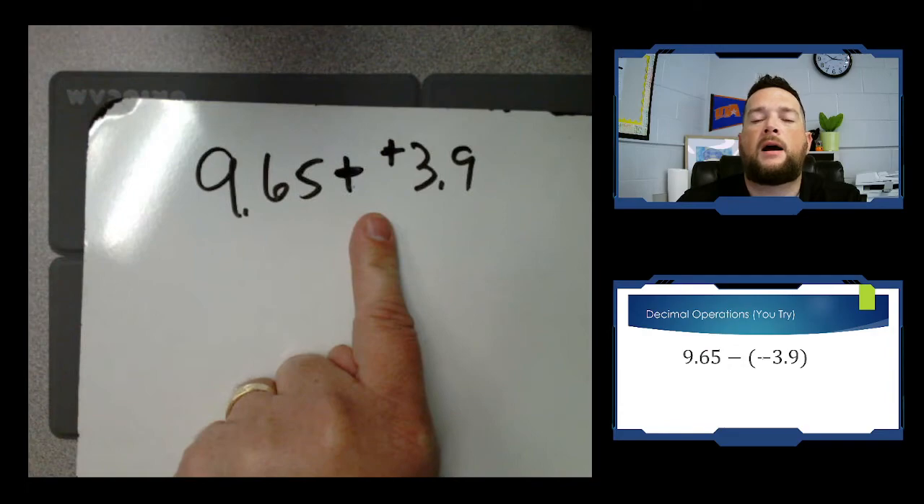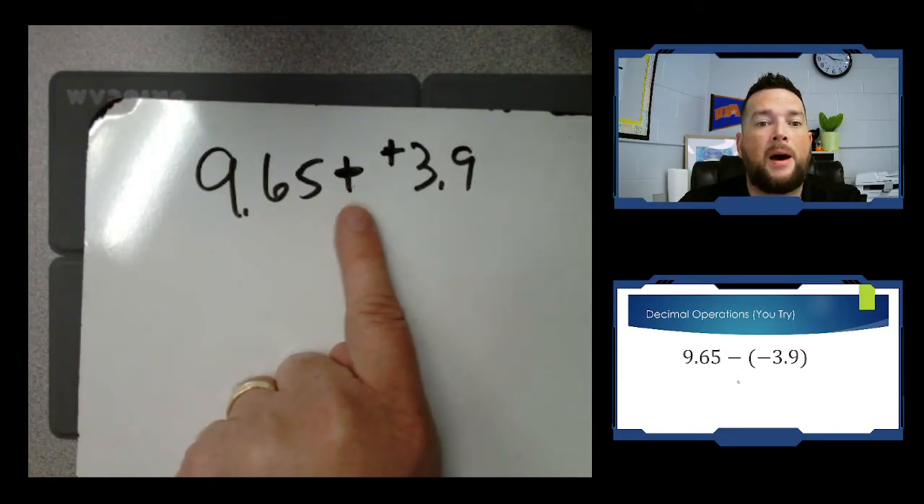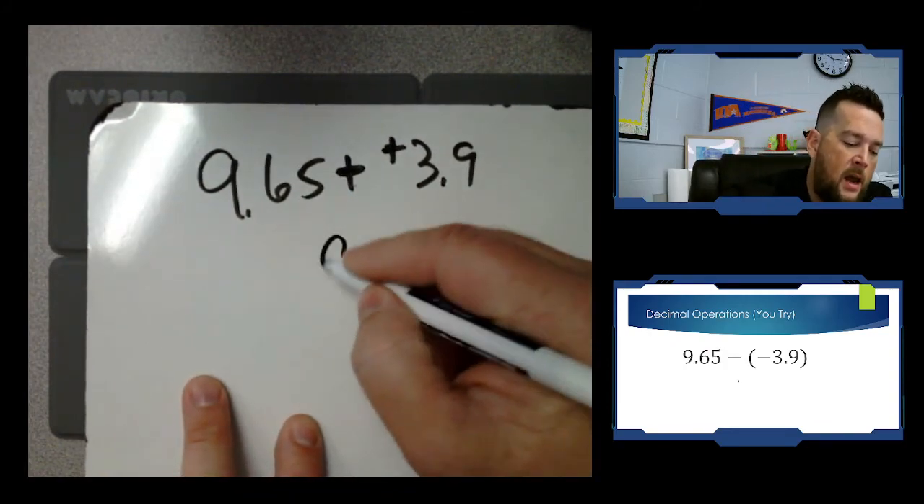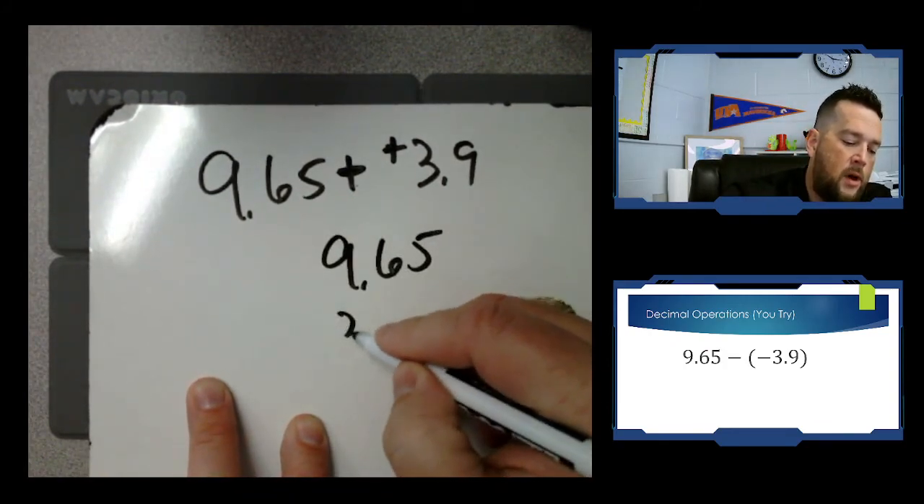All right, so that we don't just see 9.65 minus 3.9. We see it for what it really is. The subtract negative. That subtract is going to influence that sign to be positive. So it's really, you have a double negative, it's really a positive. All right, so you've got 9.65 plus 3.9.